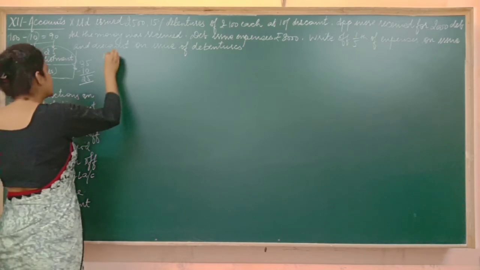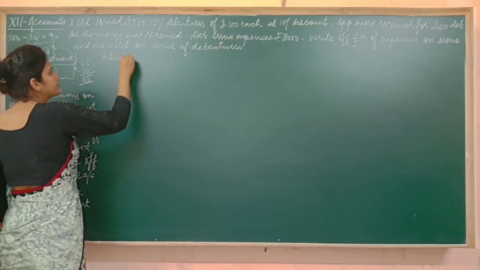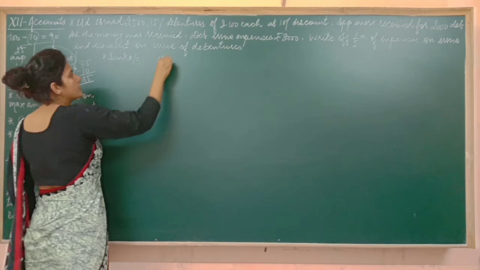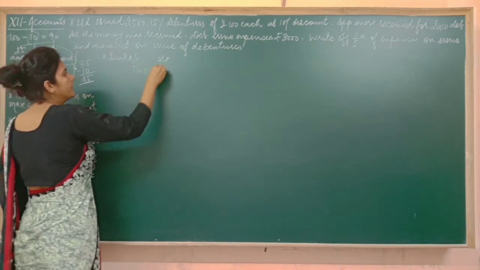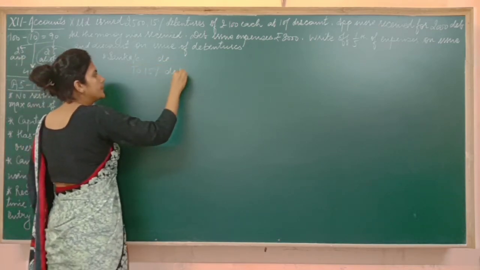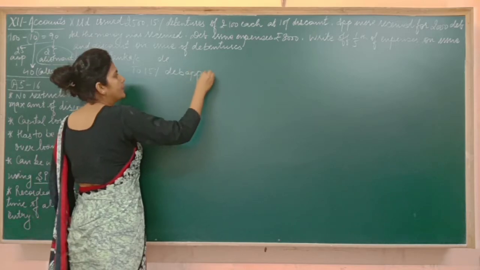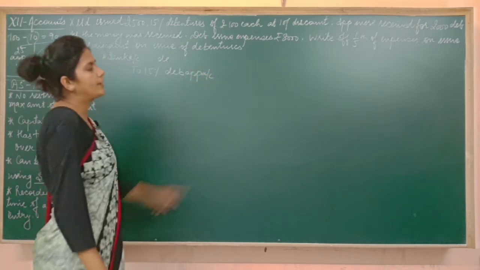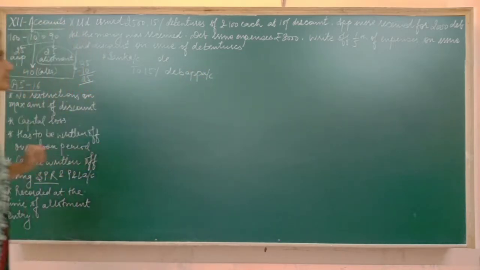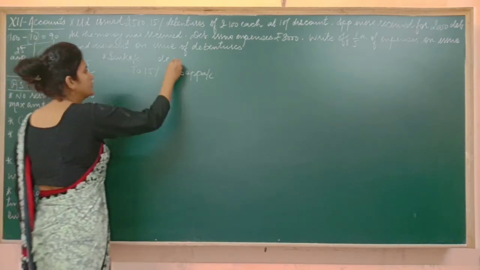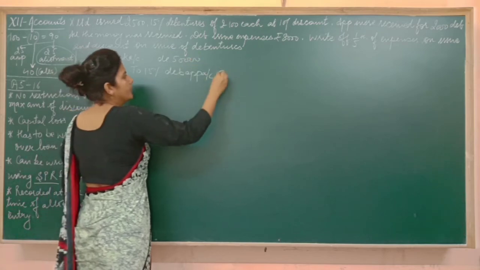So now let's pass the first entry first of all. First entry is bank account debited to 15% debenture application account. See, we have got applications for 2000 debentures, no? So 2000 will be multiplied with 25. So it becomes 50,000.